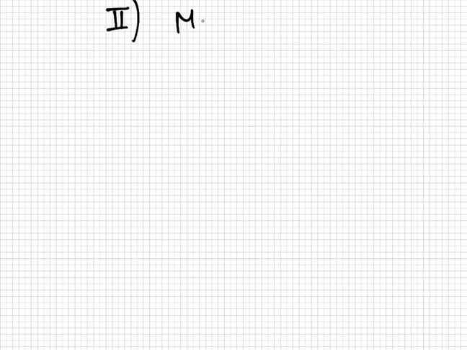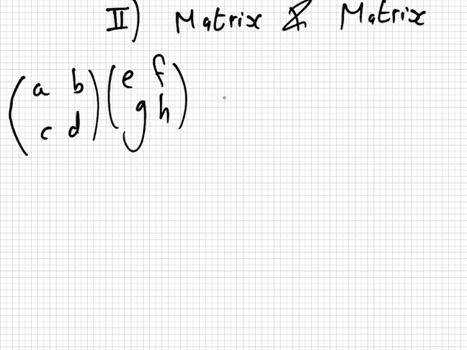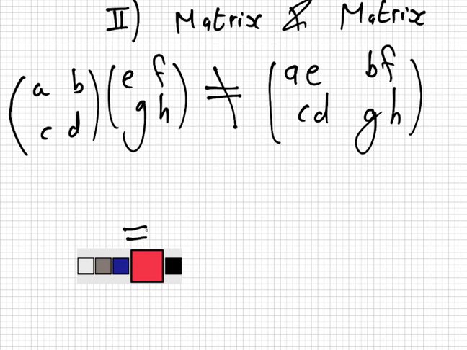So this one is a matrix multiplying a matrix. So for example, A, B, C, D multiplied by E, F, G, H. Now let me tell you what it's not first. Not this. It would be great if it was this, but it's not. It's more complicated than that, unfortunately.